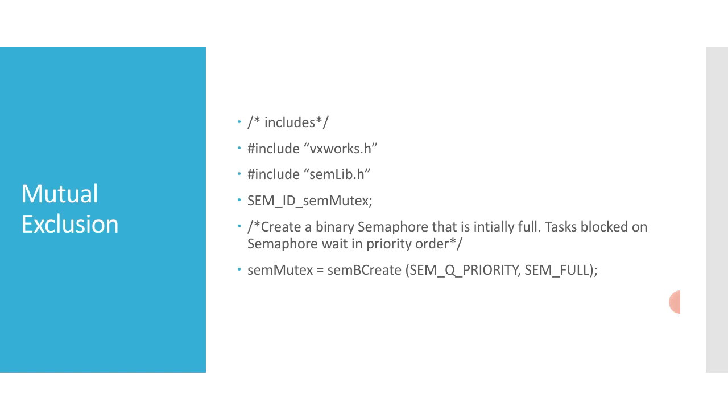Note the difference in sequence between semaphores used for mutual exclusion and those used for synchronization. For mutual exclusion, the semaphore is initially full and each task first takes and then gives back the semaphore. For synchronization, the semaphore is initially empty and one task waits to take the semaphore given by the other task.